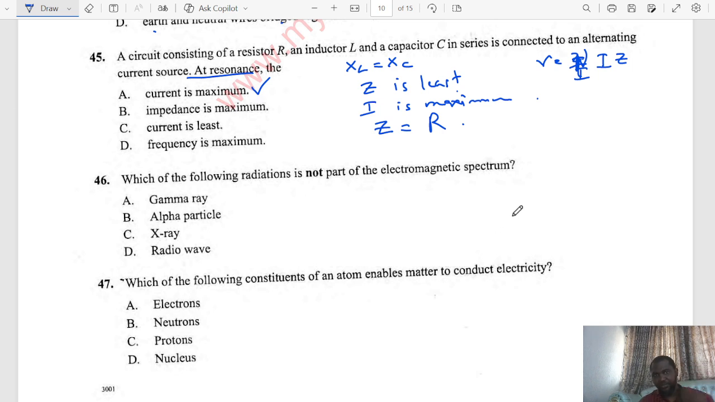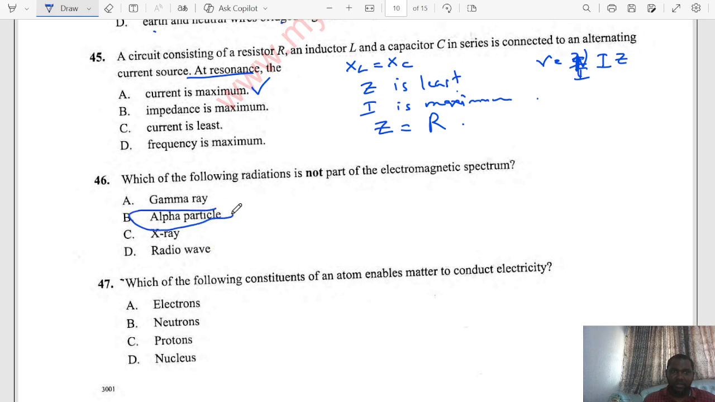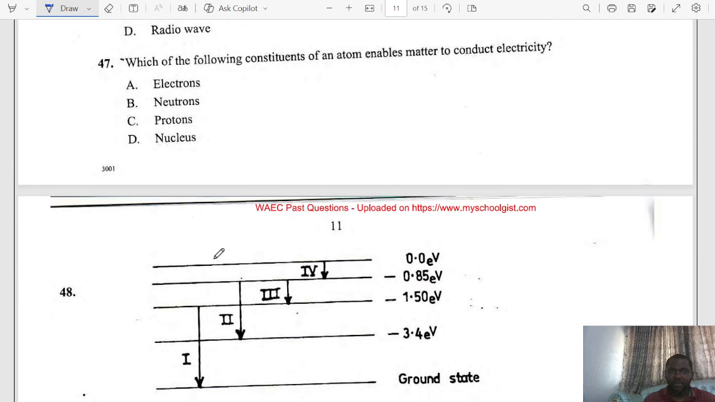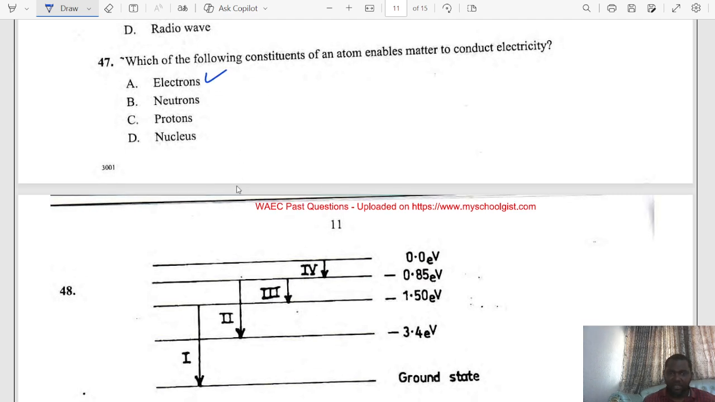Very important. Now number 46, which of the following radiations is not part of the electromagnetic spectrum? Of course, alpha particle is not. So alpha particle is the answer. The next one says, which of the following constituents of an atom enables matter to conduct electricity? That is very common, that's electrons, right?